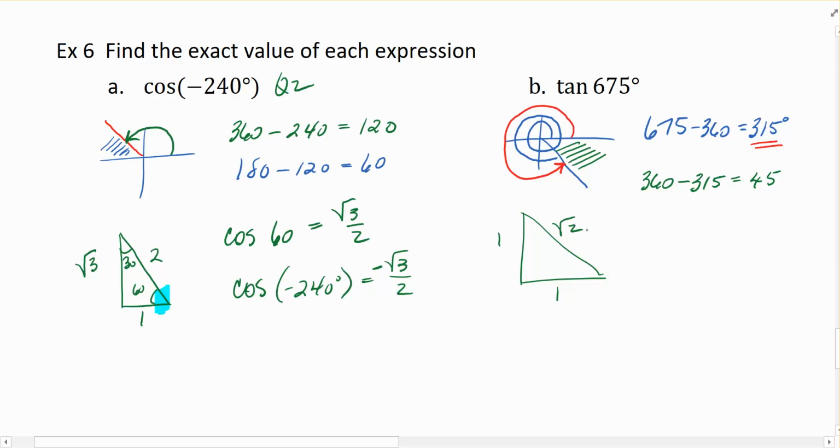So now I can use my 45-45-90 triangle, which is a 1, 1, and a square root of 2. And I can say the tangent of 45 degrees has got to be equal to, let's just pick one of these because they're both the same, let's just pick this angle at the top. Opposite over adjacent, so 1 over 1, which is just going to be 1. So if the tangent of 45 degrees is 1, then the tangent of 675 has to also be 1, because they are in the same location, as you can see from the picture below.